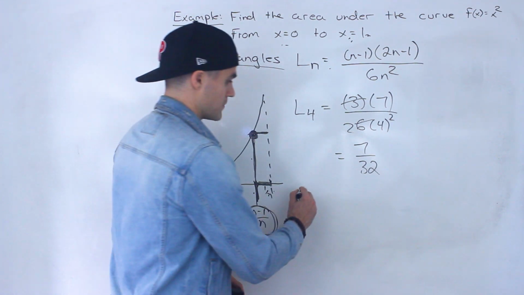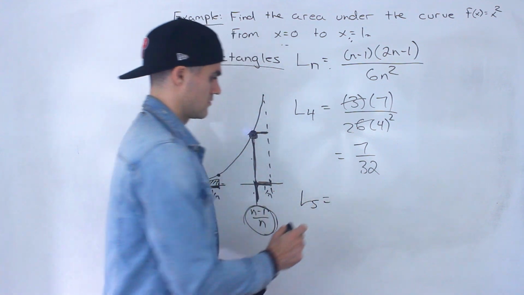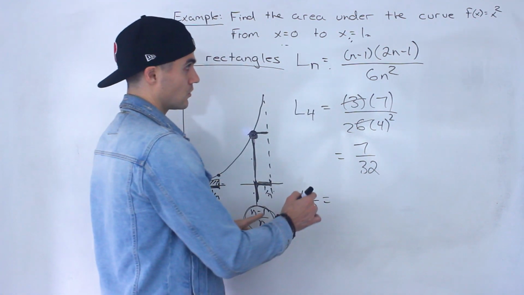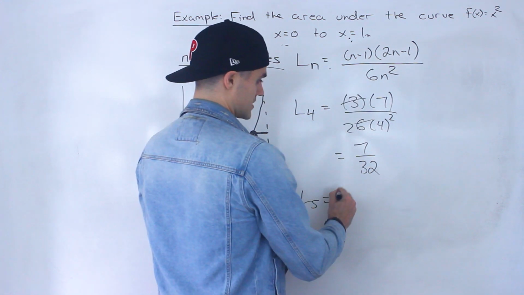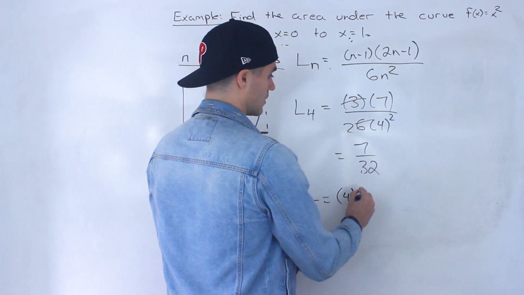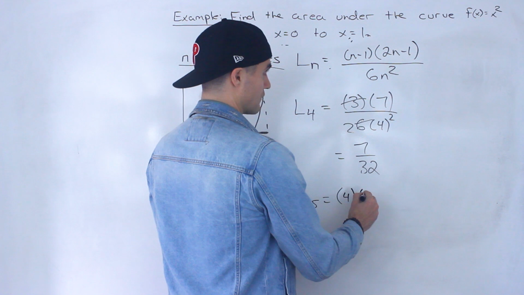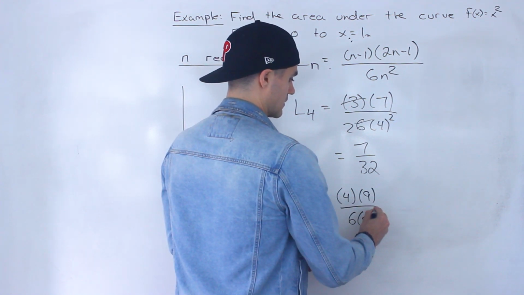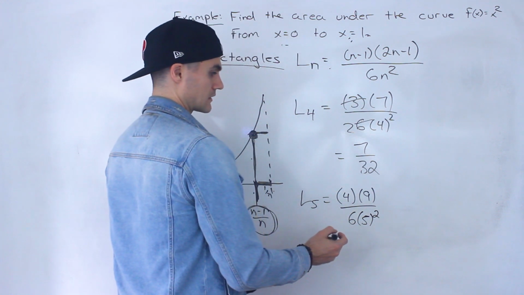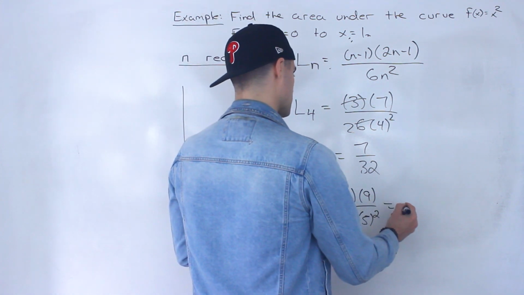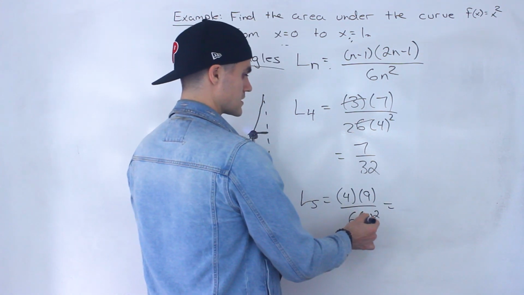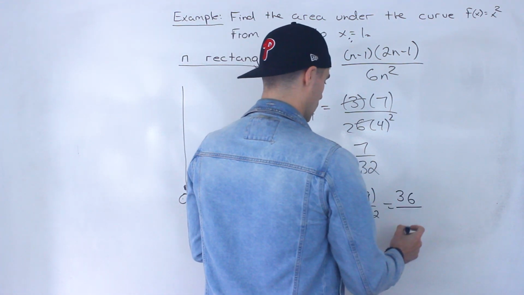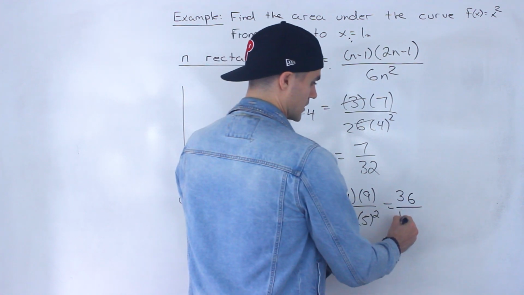Now, what about L5? Because we also used 5 rectangles before. So if we plug in 5 for n, notice that we'll have what? 4. We'll have 9, 6, 5 to the power of 2, like that. So this would end up being what? 36 over 150.